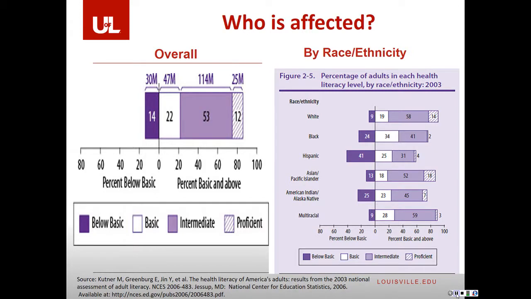While limited health literacy is an issue among most Americans, certain groups bear a higher burden than others. The chart on the right side shows that white and Asian or Pacific Islander adults have higher average health literacy levels than Black, Hispanic, American Indian, Alaska Native, and multiracial adults. Hispanics and African Americans were particularly overrepresented on the lower end of the health literacy scale, that means below basic and basic, and yet they were the most underrepresented at the proficient level. For example, only 2% of African Americans and 4% of Hispanics had proficient health literacy compared to 18% of Asian or Pacific Islanders and 14% of white adults.